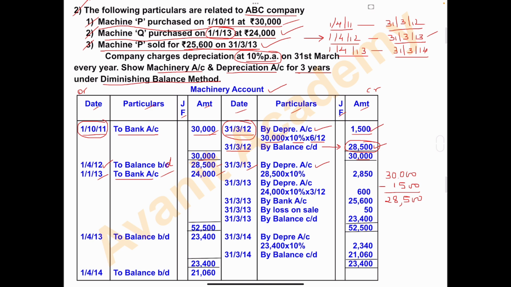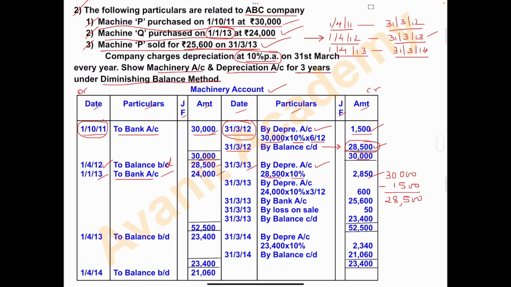By depreciation account, value of machinery P is 28,500. Rate of depreciation is same, that is 10%. 28,500 into 10%, depreciation amount is 2,850. So 2,850 is the depreciation amount of machine P.